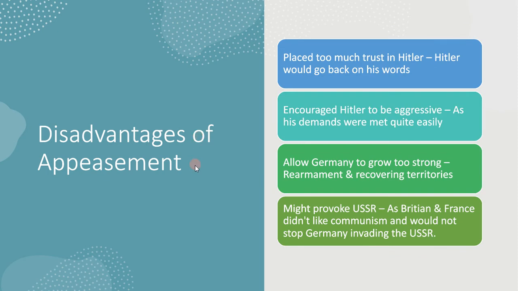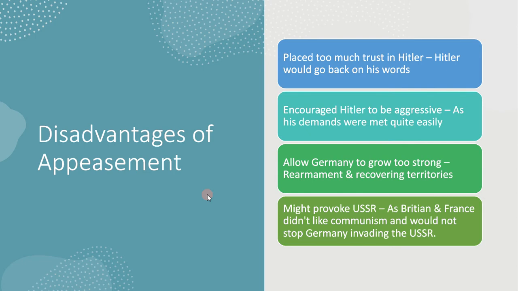So, the disadvantages of appeasement. First, it placed too much trust in Hitler, okay? Overall, Hitler would lie, turn against his words, and the Allies suffered from this because Hitler went back on his word. It encouraged Hitler to be aggressive because his demands were met so easily. So he said, "I want to remilitarize the Rhineland. I want the Saarland back. I want to unite with Austria." And the League of Nations basically did nothing. So Hitler was encouraged by this to act more aggressively.